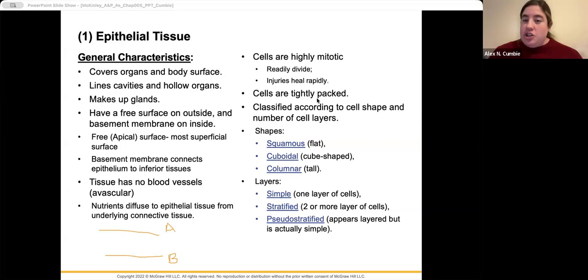Another characteristic of epithelial tissue is that the cells are tightly packed, which means that we are likely looking at tight junctions between these cells, where each cell is directly next to each other, so much so that it looks like their membranes are fusing together.